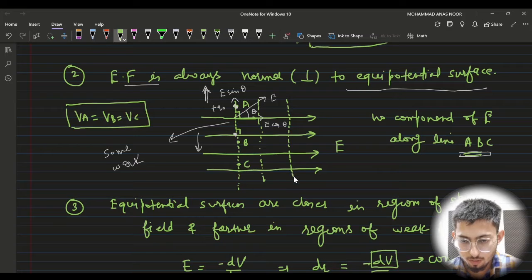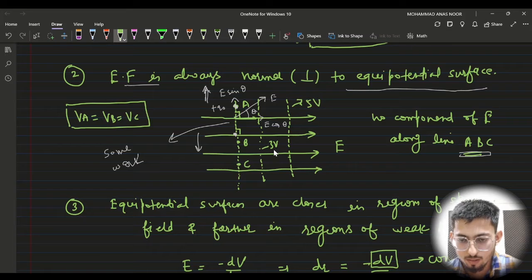Equipotential surface means what? Suppose this is 5 volt, then everywhere on this line it is 5. If this is 3, it is everywhere 3. But if they were to intersect, that would make a conflict. It is 5 volt as well as 3 volt at the same time.